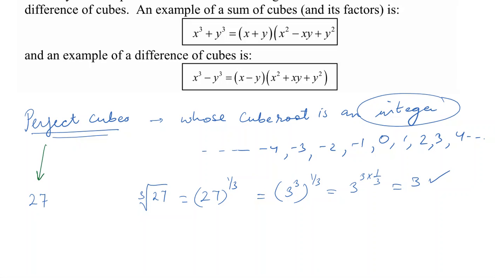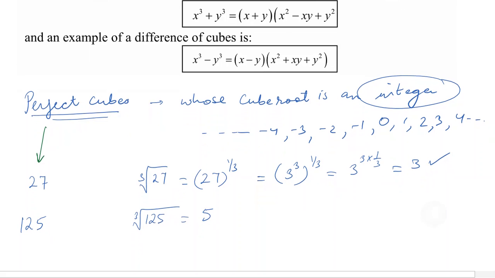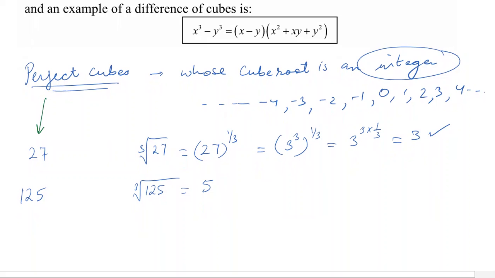Similarly, if we think about some other number like 125, the cube root of 125 would be 5, because 125 can be written as 5 cubed. And in the case of an algebraic expression, we say that an algebraic factor is a perfect cube if its power is divisible by 3.